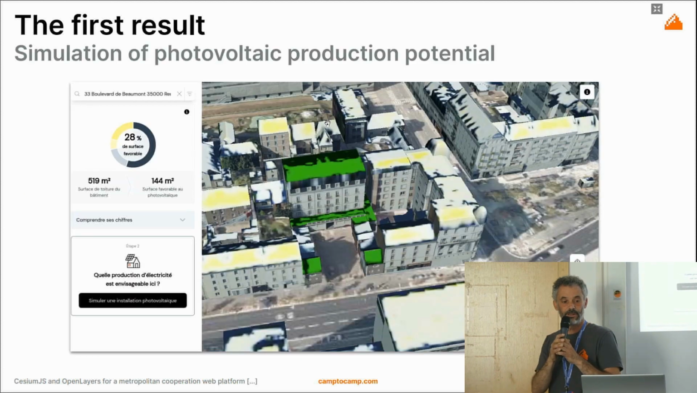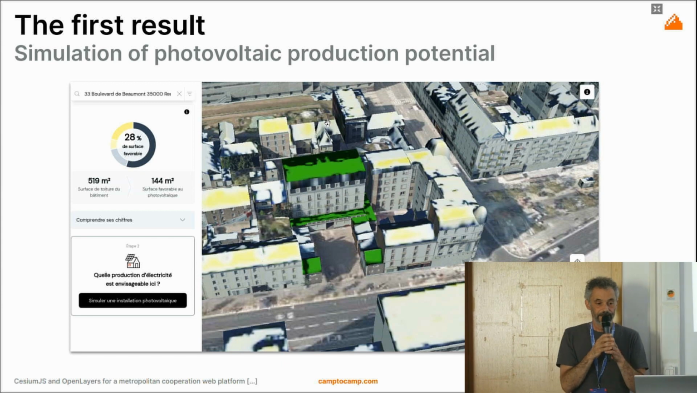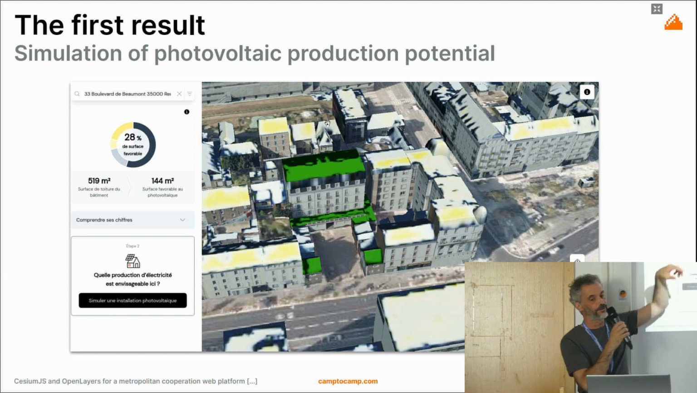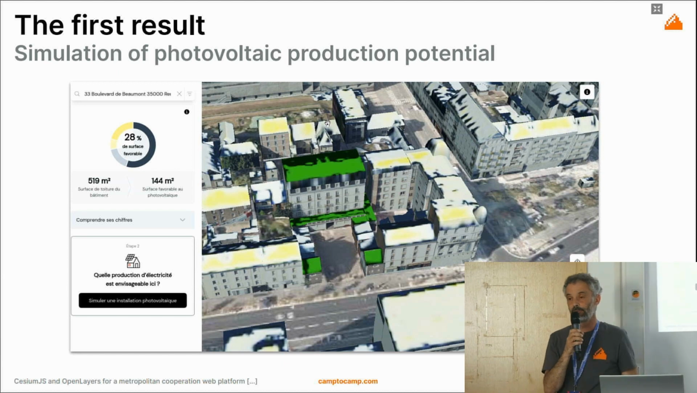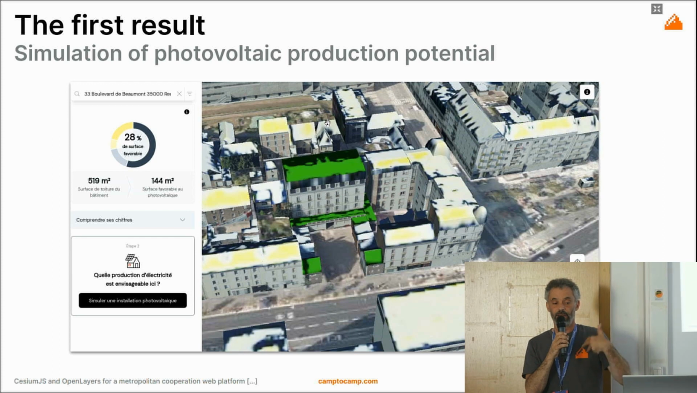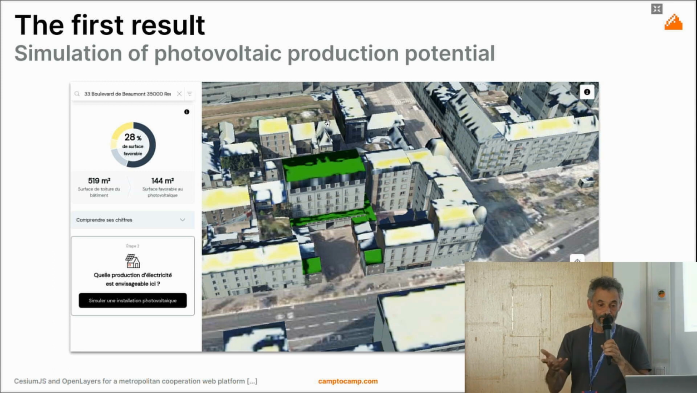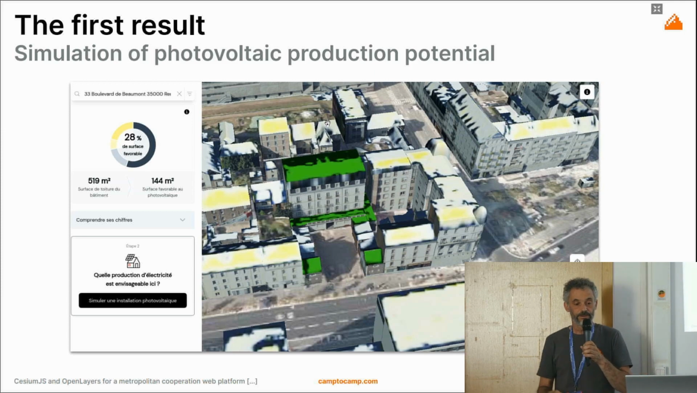Okay, just to show you the first results here. And that's really simple. People just give their address, so we can spot the building, and we can simulate the solar energy that can be produced with this roof. So for doing this, we have all kinds of data that are actually prepared by Rennes Métropole. And here we're using Cesium, OpenLayers, and it's really designed as they wanted it.